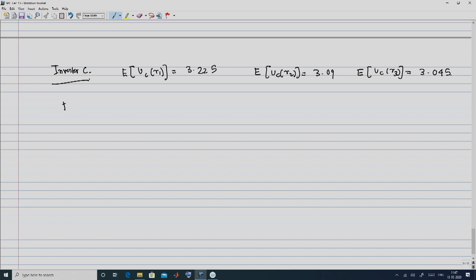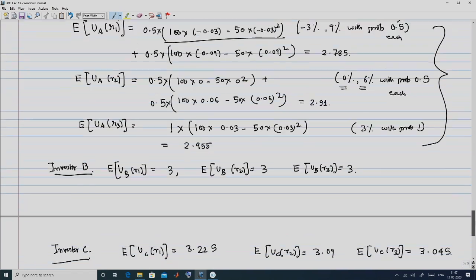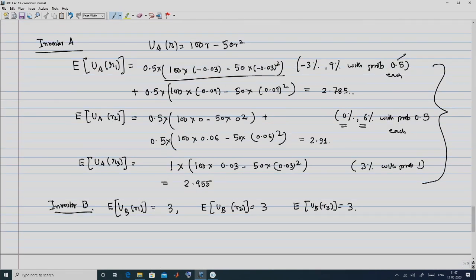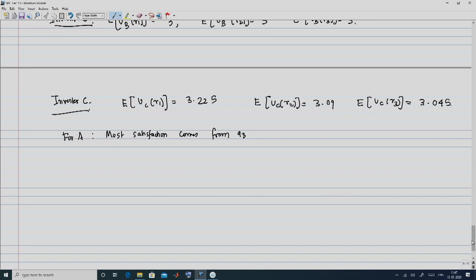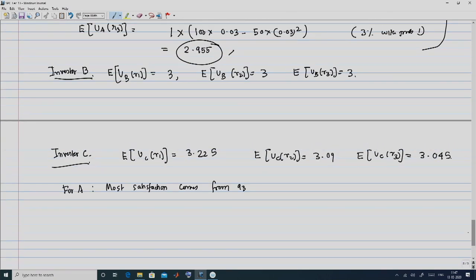Okay, so now that we have the numbers in place, we are in a position to make an interpretation of this. So, for A, you see most satisfaction comes from asset A3. If you observe carefully, asset 1's expected utility, asset 2's expected utility, and asset 3's expected utility, you see that the highest is in case of the third asset. So, for investor A, most satisfaction will come from A3. Now, in case of investor B, all the expected utilities are identical, namely equal to 3.